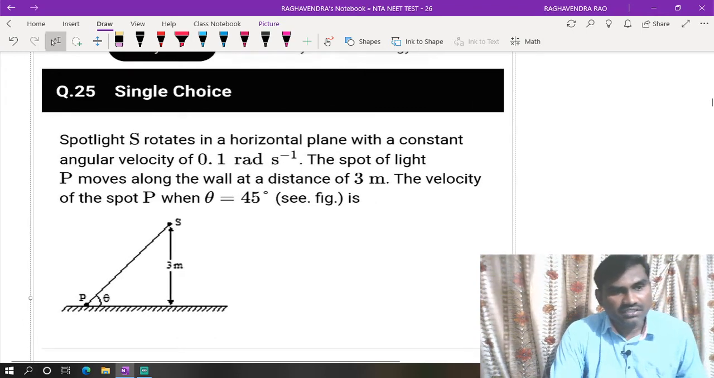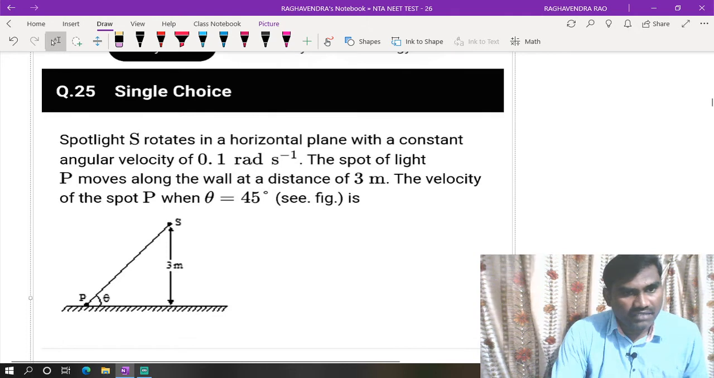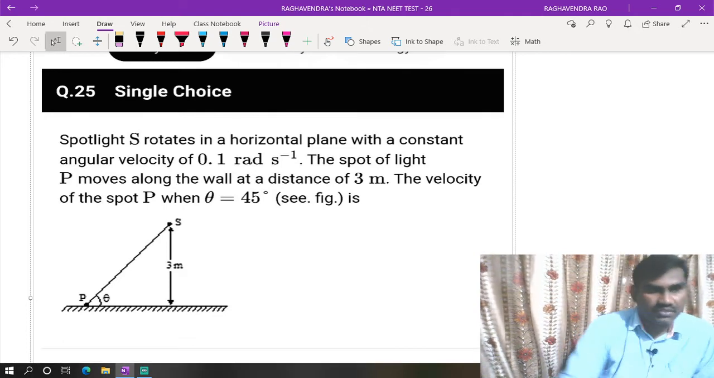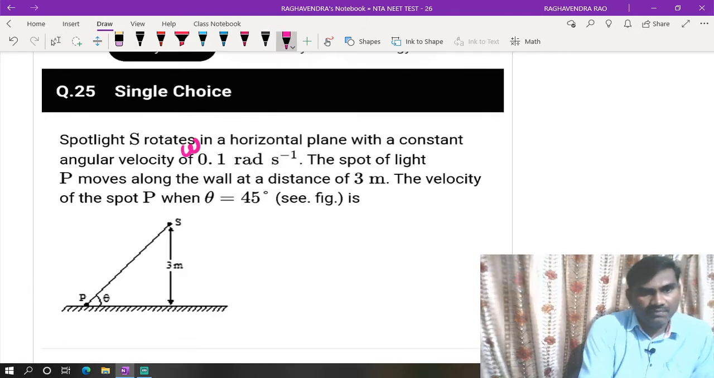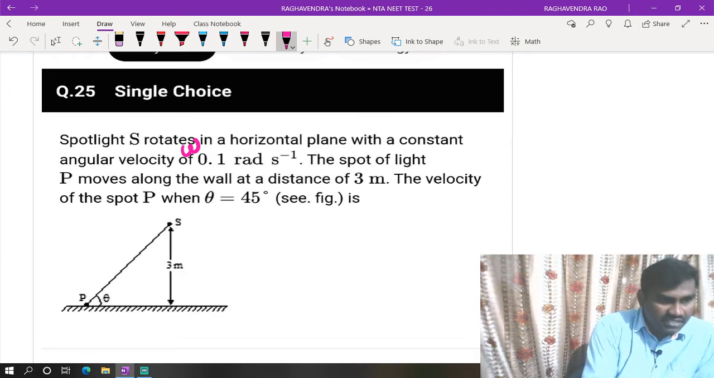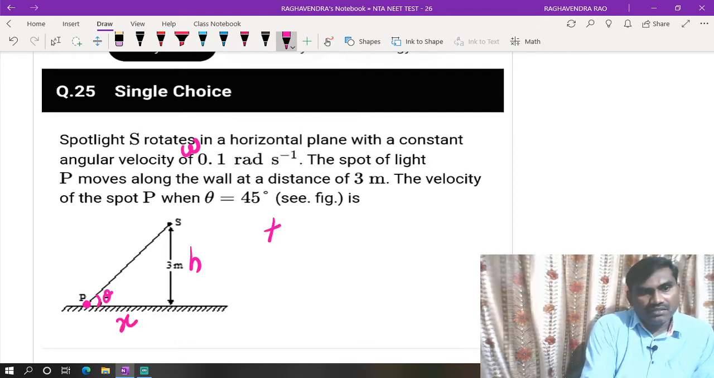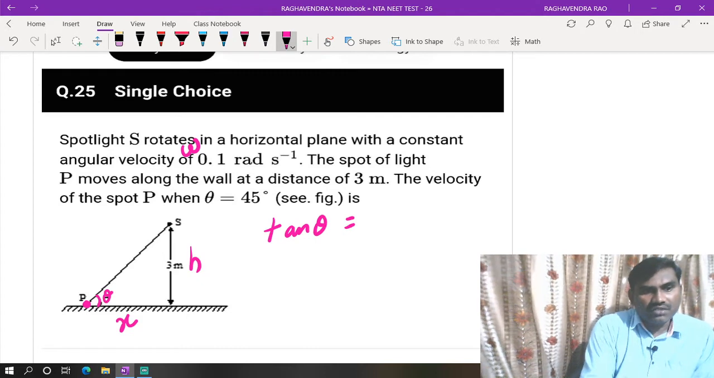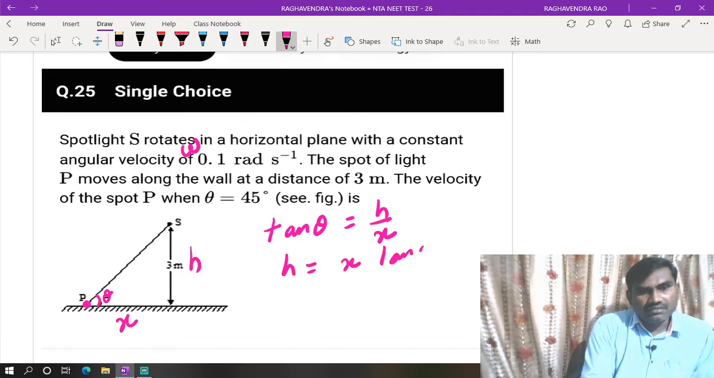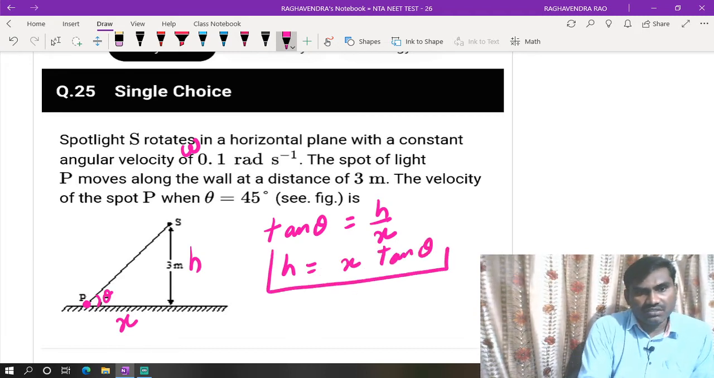Right. A spotlight S rotates in a horizontal plane with a constant angular velocity omega. So this omega is given. The spot of light P is at an angle of theta. We can take this as the height from the wall, at a distance vertically, this is some x. Now tan theta is equal to h by x. Now h is equal to x tan theta.